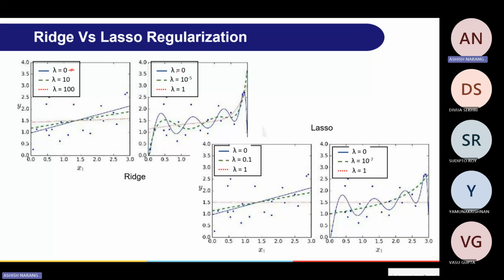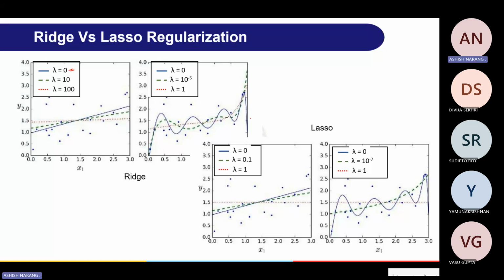So if you look at this lambda value right here, you see lambda is zero, no control, so overfitting. When you put lambda as a smaller one, there is still overfitting. Then lambda is 1, then you are able to control it a bit, right?